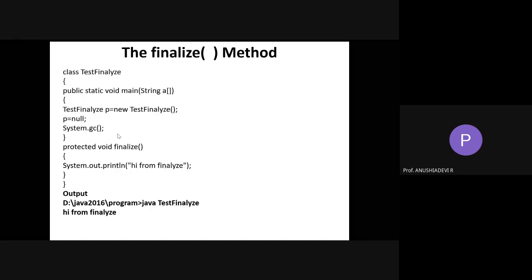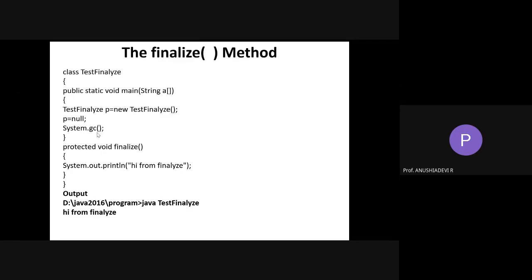When the object is removed, when system.gc is called, that time only the destructor, that is the finalize function, is invoked. Then the output is hi from finalize. I will show you what will happen if I am not calling system.gc. We will check it.